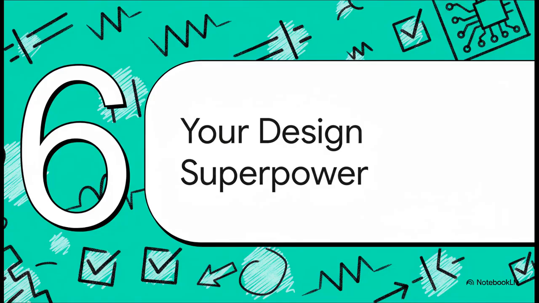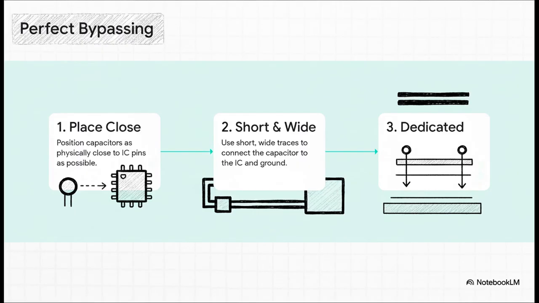Now, understanding all this isn't just some abstract theory. It's a practical superpower you can use to make your own projects way more stable and reliable. So let's just boil it all down to a simple checklist. It's really just 3 simple rules. 1. Get that capacitor as physically close as you can to the pin it's trying to protect. Proximity is everything. 2. Connect it with traces that are short and fat. Why? To minimize that evil parasitic inductance.